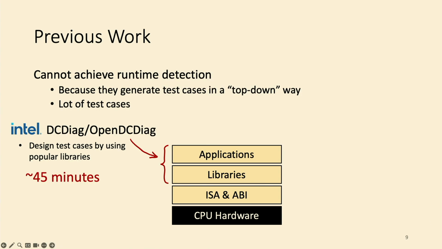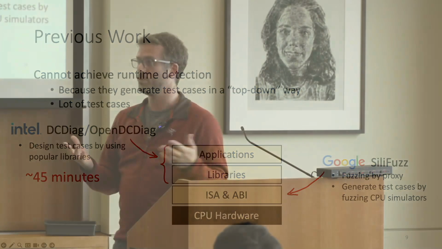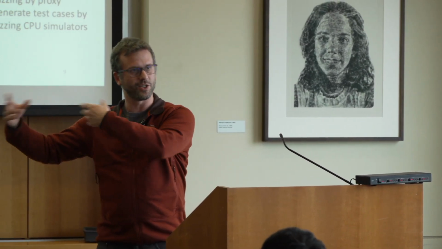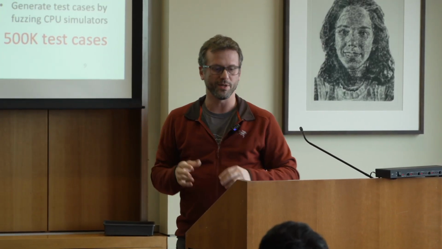And there's this other tool from Google called SillyFuzz that generates a bunch of test cases using fuzzing. And because the CPU is this sort of closed black box, the way SillyFuzz generates these test cases is by relying on a CPU simulator like QEMU, right? Get some insights from that, and then using those insights, generate test cases, and then drive those test cases. And it actually can generate like 500,000 test cases or so. So that's many test cases, right? It's difficult to manage their deployment and running.